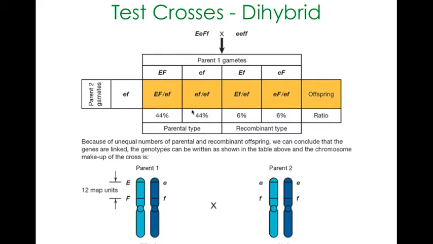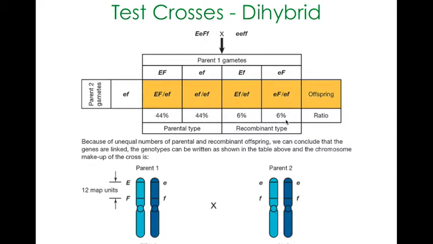Here the gene loci distance is a little bit lower. You can see a 44% chance of parentals, 6% chance of recombinant, which indicates that there are actually 12 map units that separate the 2 genes. So in this particular case, E is located up here, and it is separated from F, which is 12 map units apart, which is the total of the recombinant percentages.